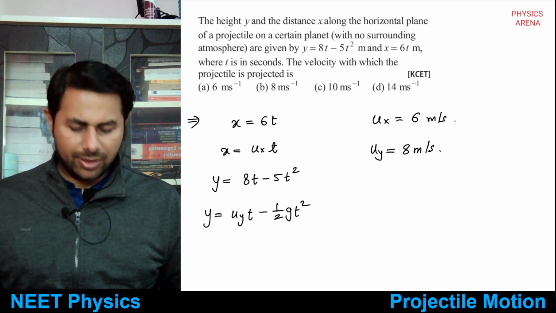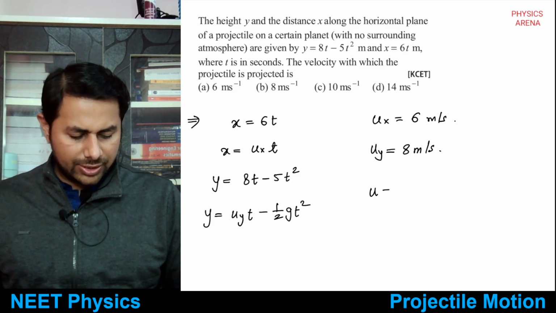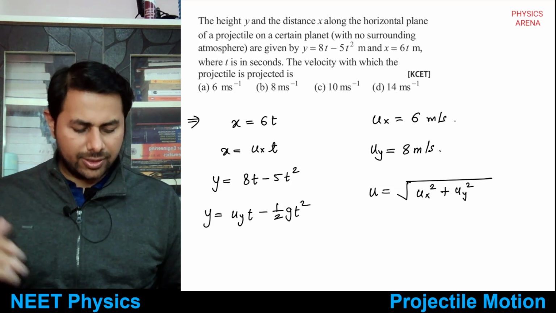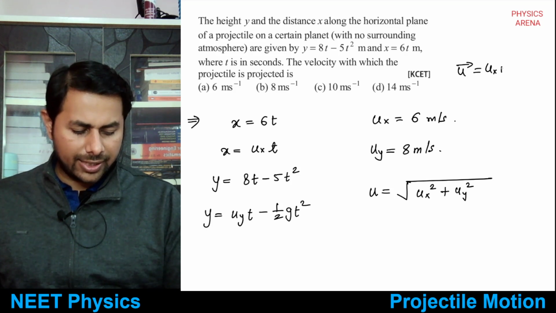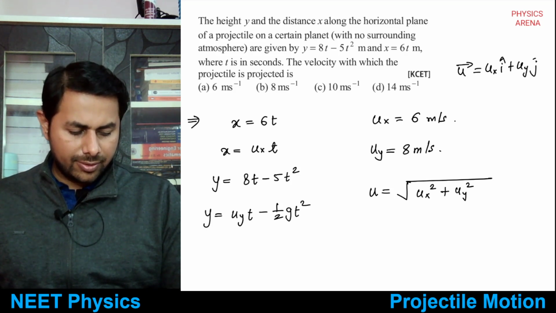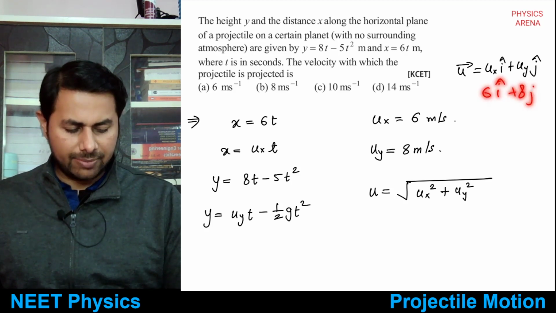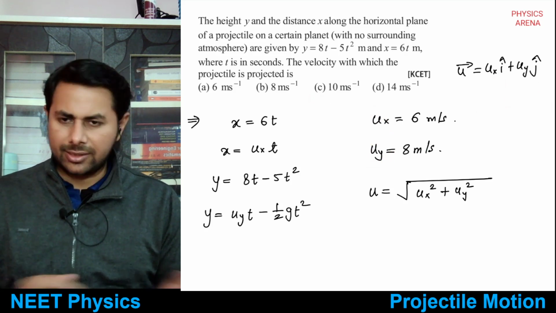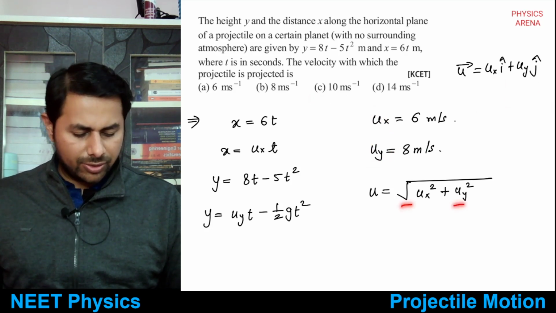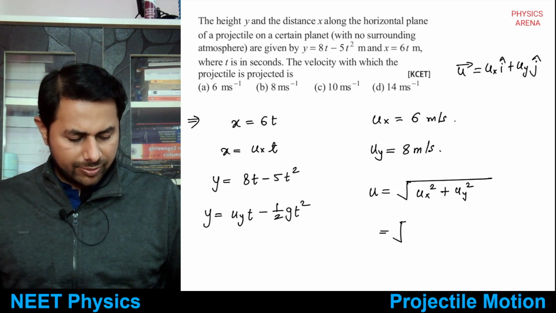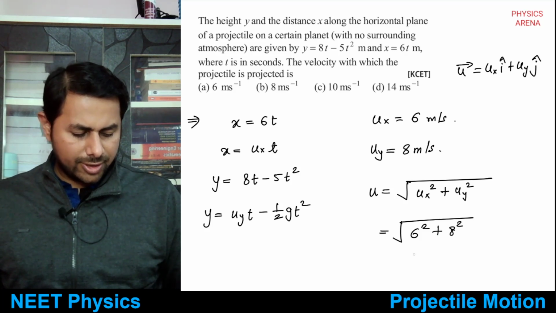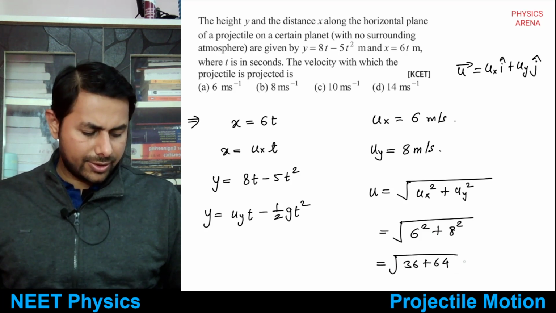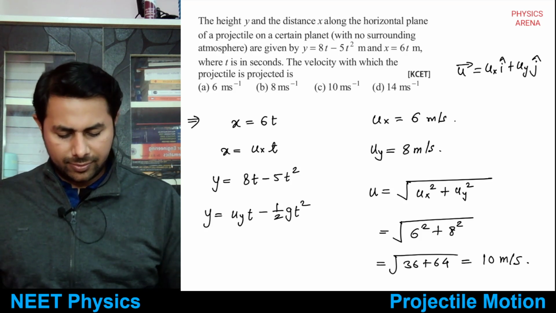So then what is the initial velocity of projection? u bar is equal to ux times i cap plus uy times j cap, so it is 6 i cap plus 8 j cap, but we want its magnitude. If the answer is given in meters per second, that is not ux or uy, it is the magnitude. So that is square root of ux square plus uy square, which is square root of 6 square plus 8 square. 36 plus 64 is 100, and square root of 100 is 10. So 10 meters per second. This is the answer.